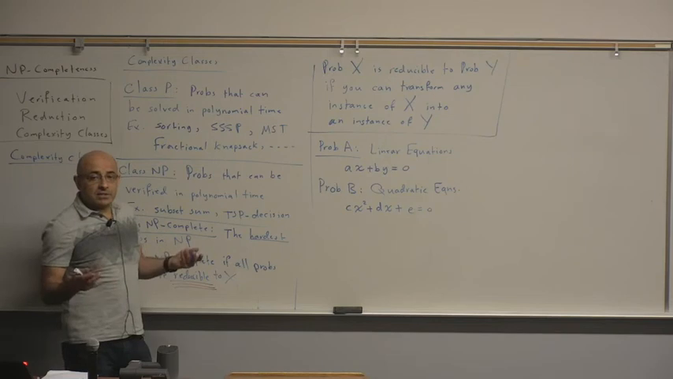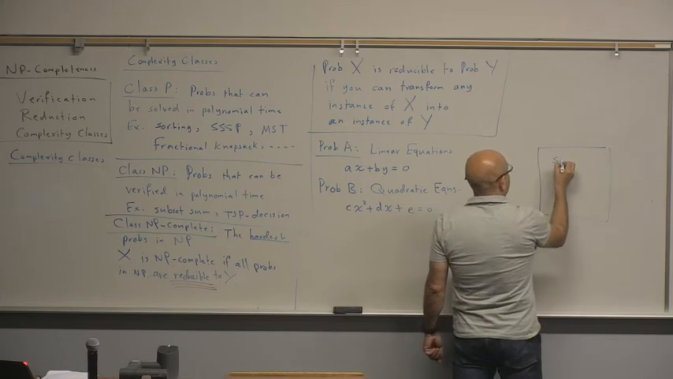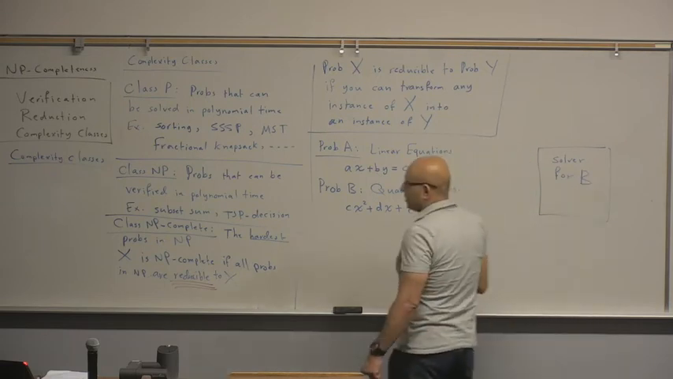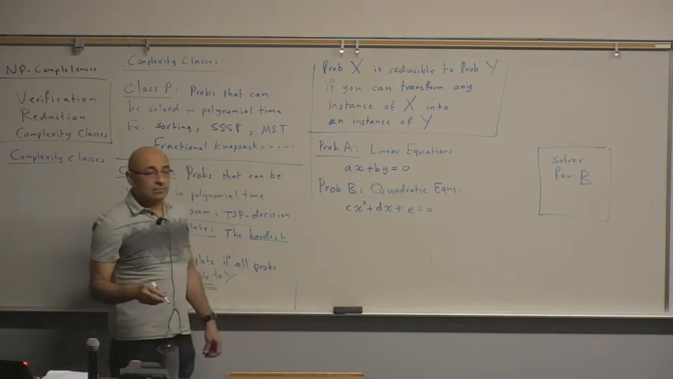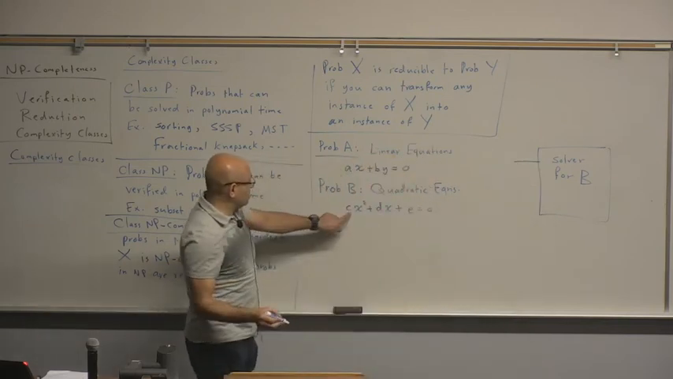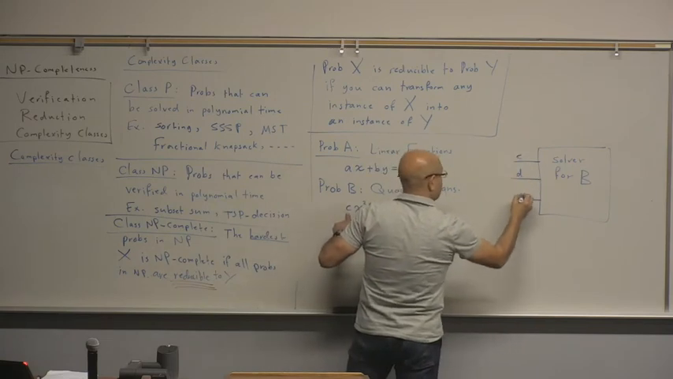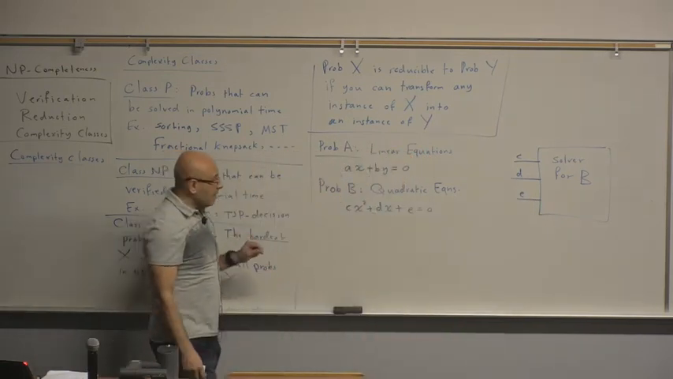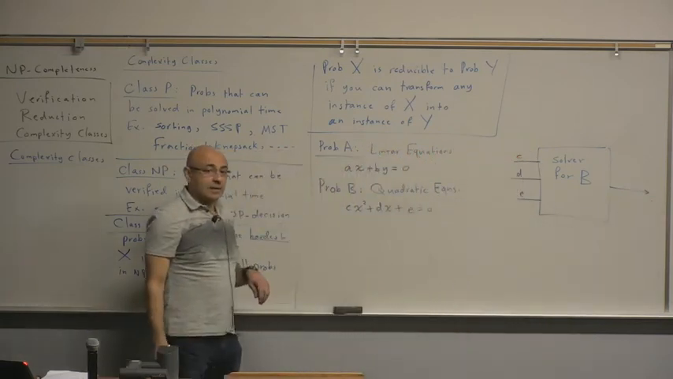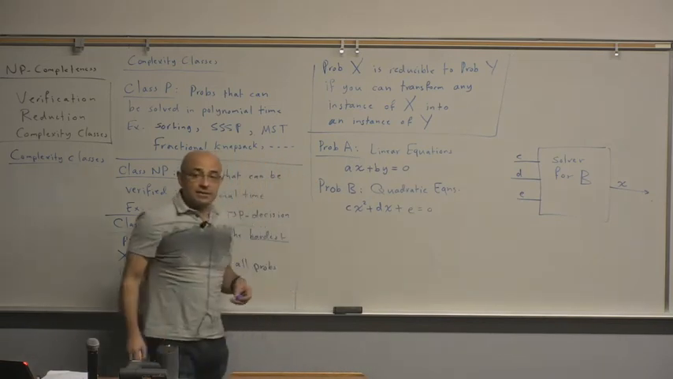Now, what does reduction mean? It means that if I give you a solver for B, which is a solver that solves quadratic equations, so the solver for quadratic equations takes these coefficients C, D, and E. You give it C, D, and E, and it gives you what? What does it output? Which is a value of X. So it gives you the solution or the value of X that satisfies this equation.